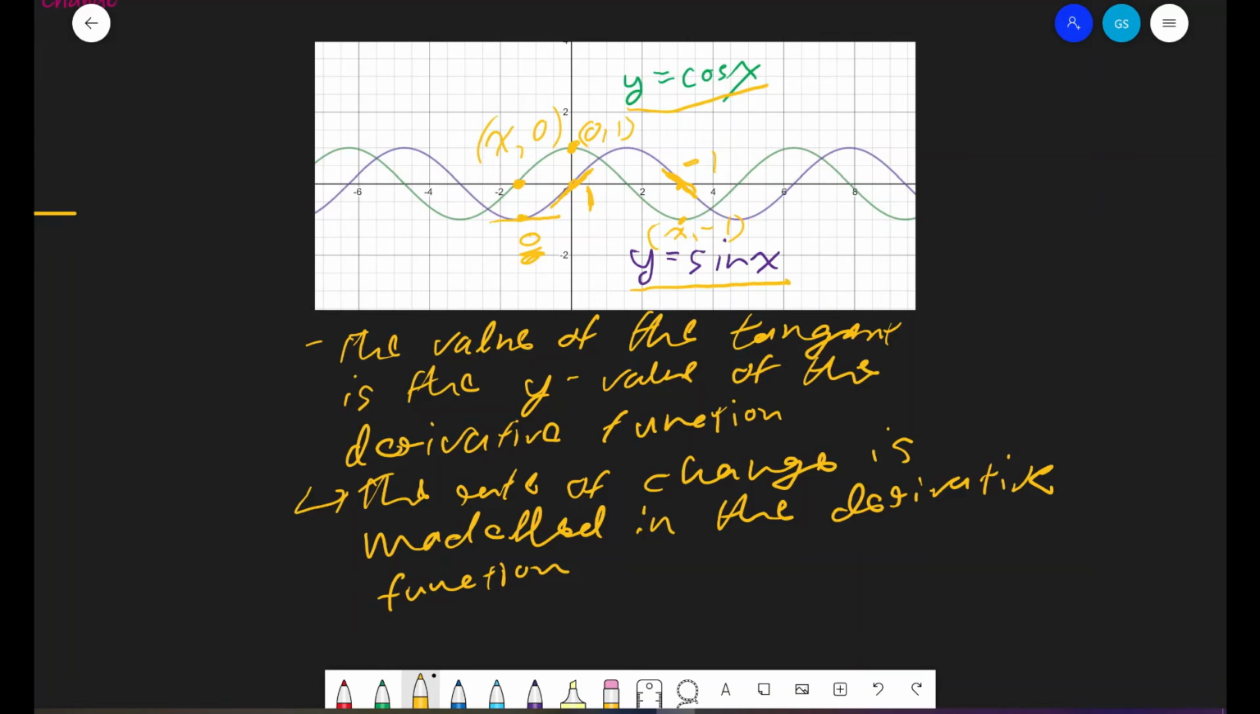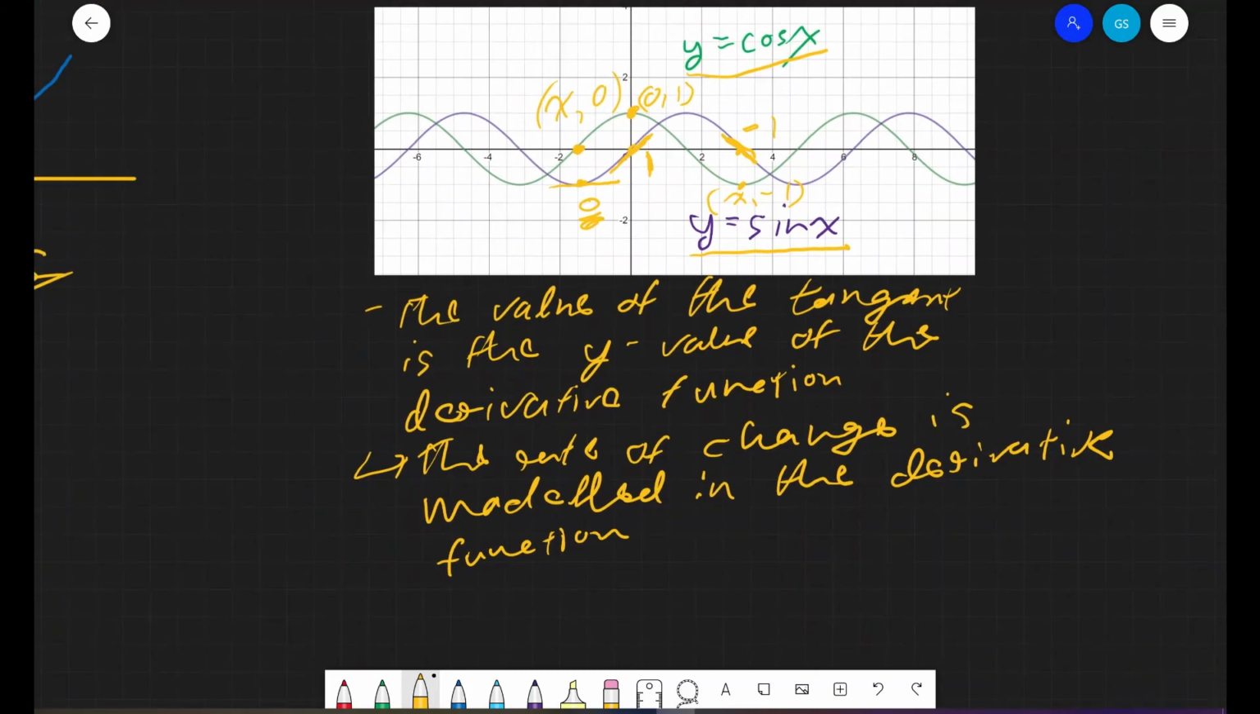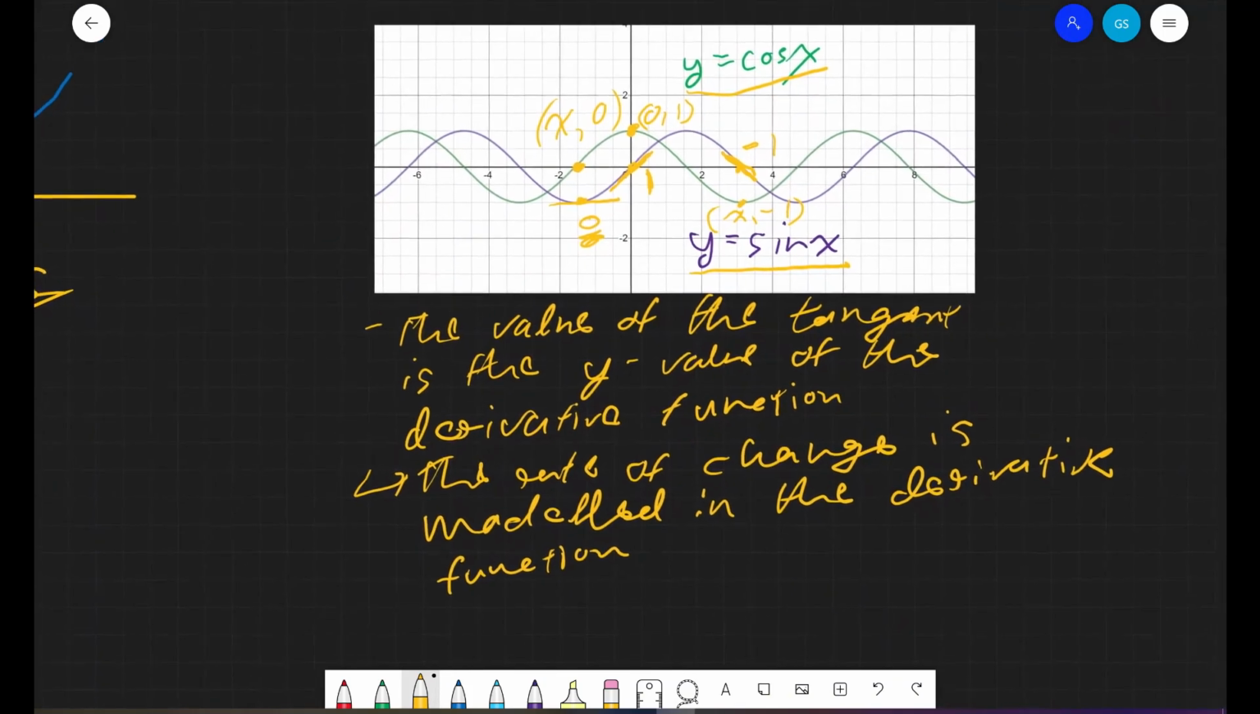So hopefully this sort of made sense, and the reason I show these trigonometric functions is because it looks a little more clear than some other functions. I could be wrong, but basically that's the idea.